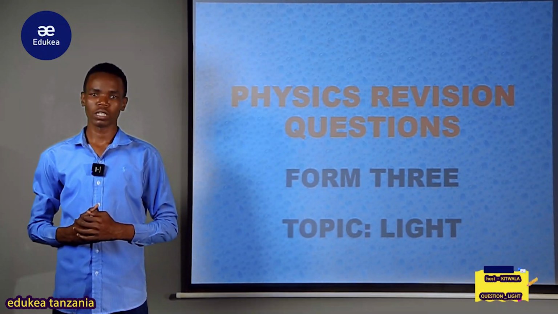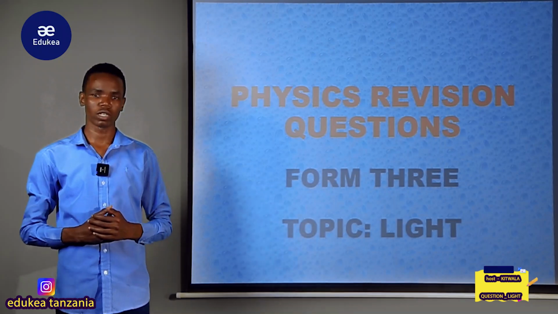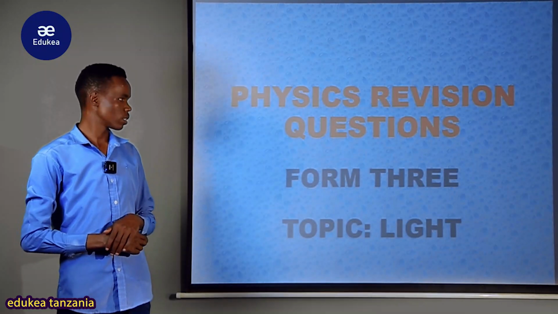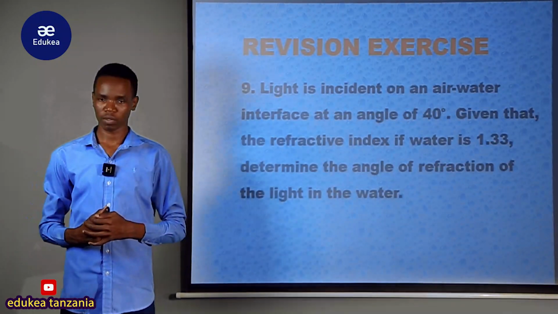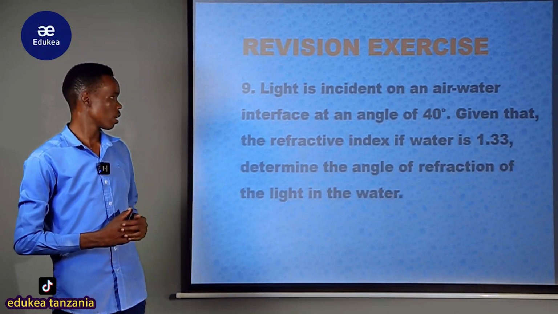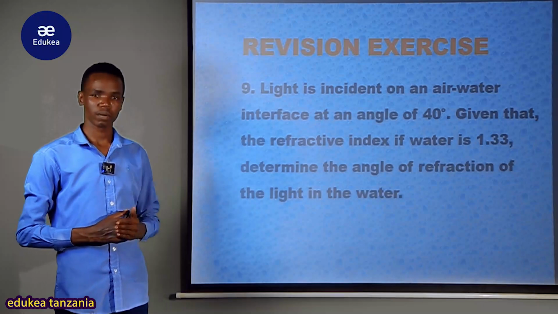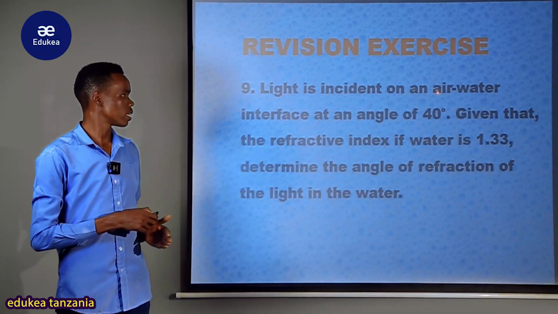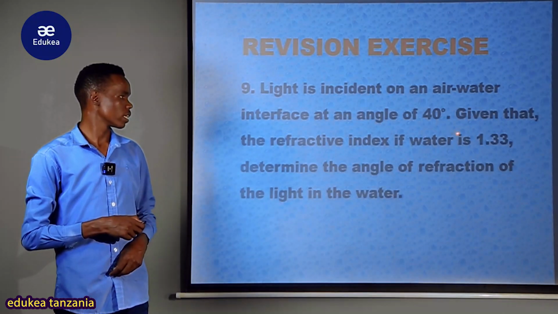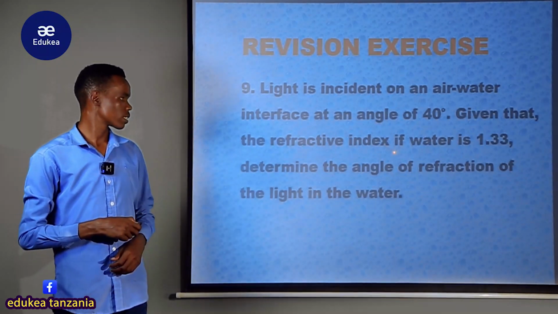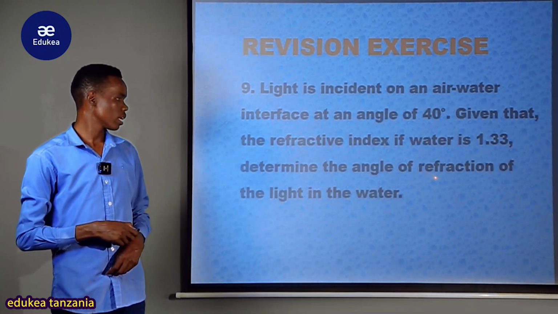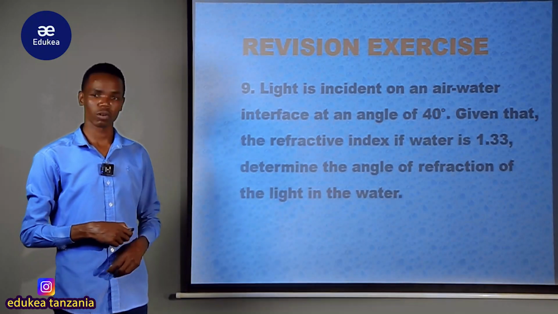And today we are going to proceed with our revision questions for the topic of light from Form 3. Let us proceed with question number 9. Question number 9 says that light is incident on an air-water interface at an angle of 40 degrees. Given that the refractive index of water is 1.33, determine the angle of refraction of the light in the water.